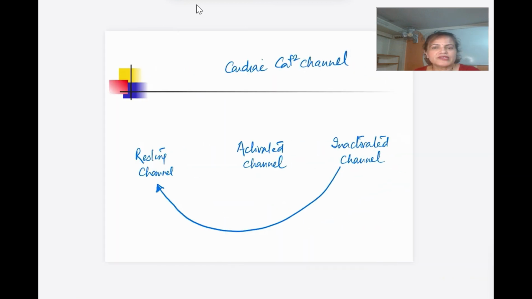Now we have three phases, just like a sodium channel. That sodium channel I have explained in the local anesthetic video, so you can go and watch that video also. Here in the same way the calcium channel also exists in three forms: resting, activated, and inactivated. You can also write it as channel states, that is also correct. So this group of drugs mainly blocks here. They either block the activated, open channel, or the inactivated.